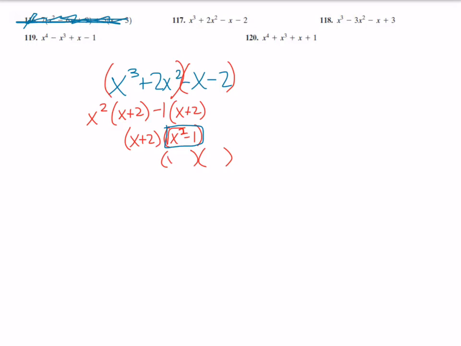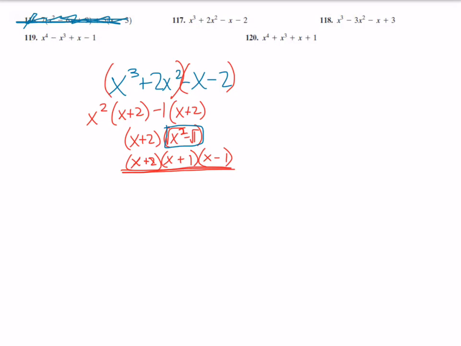Square root of x squared is x, square root of 1 is 1, one add, one subtract, and then I could put x plus 2 right here, this factor that we had from before. So I was able to break that down even further, so that means this right here is my final answer. So always be on the lookout. That was tricky, number 117.